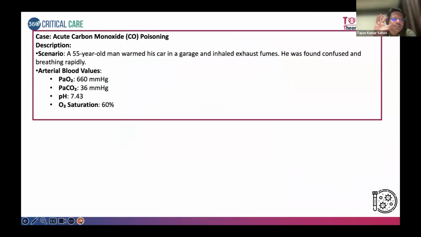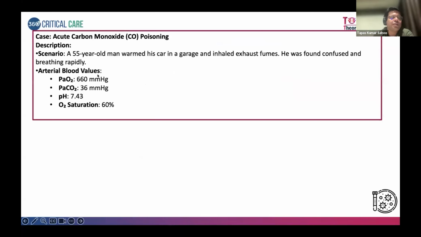Now, I am not going into this as a clinical case, but yes, you can get this type of question scenario in your examination, maybe in your theory, maybe in your practical: a 55-year-old man warmed his car in a garage and inhaled exhaust fumes. He was confused and breathing rapidly.